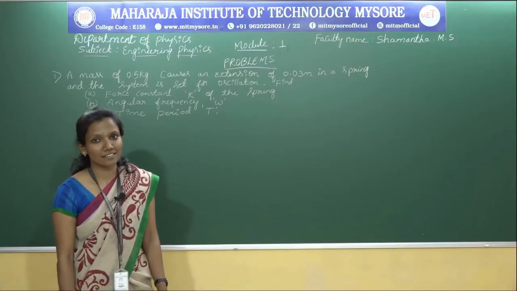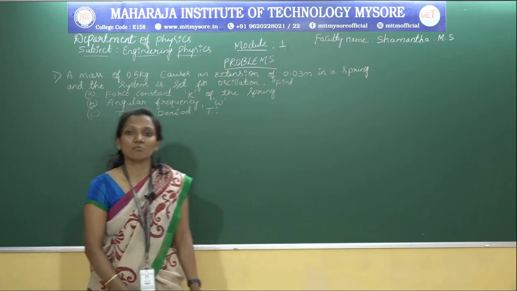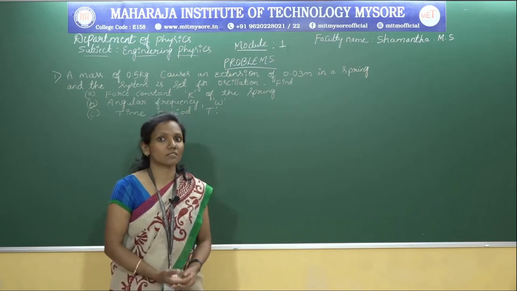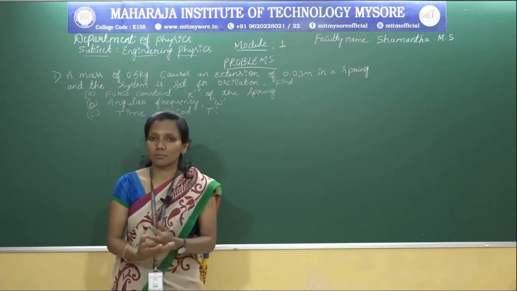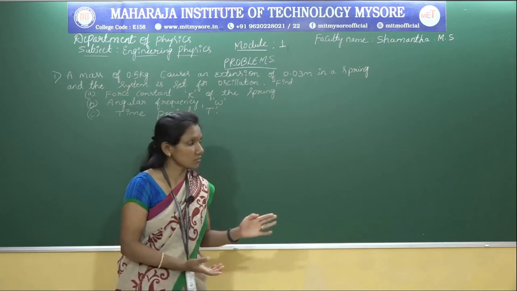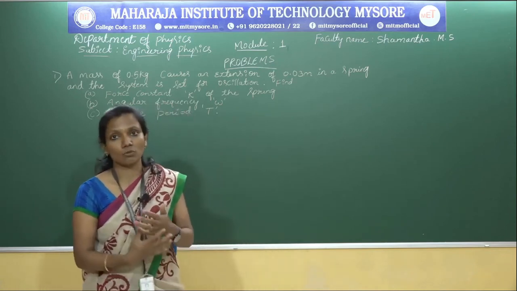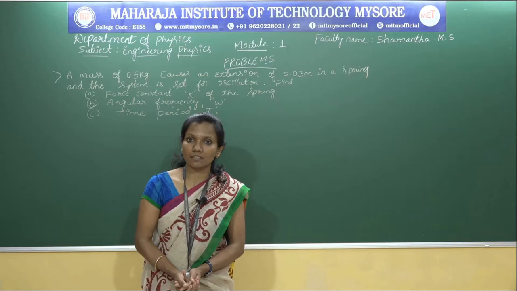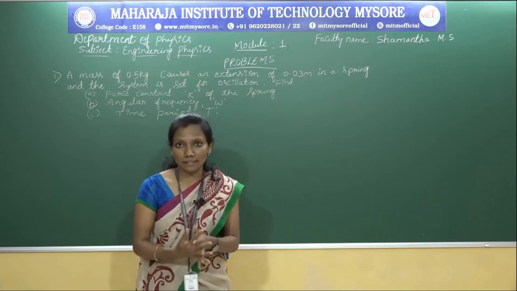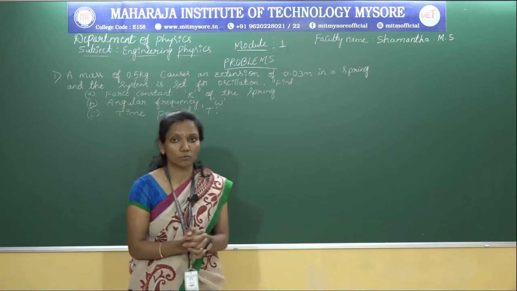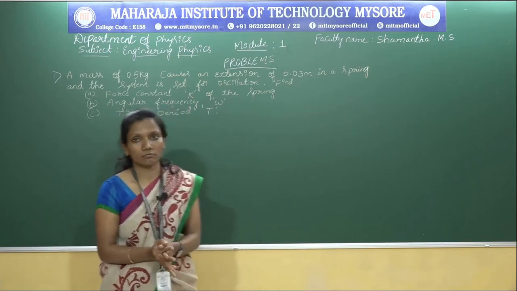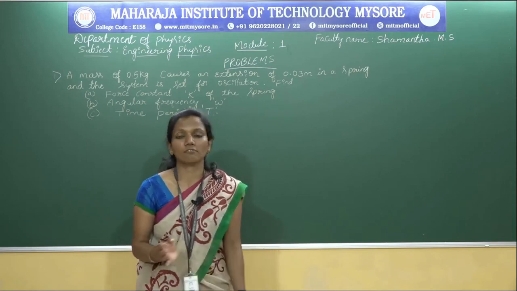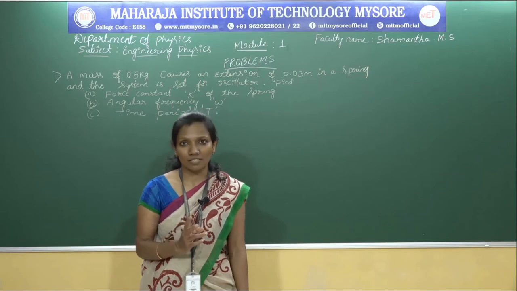Hello everyone. In this session I am going to explain the problems. We studied the simple harmonic oscillator theory, the types of oscillations, the spring constant and its physical significance, the mechanical simple harmonic oscillator, and the time period formula. For the mechanical oscillator, we find out the time period and frequency for the simple harmonic oscillator.